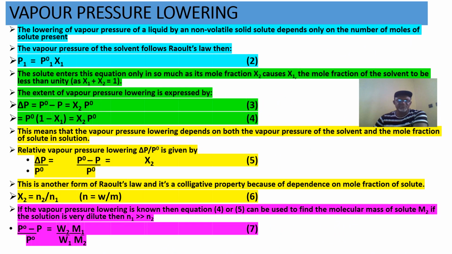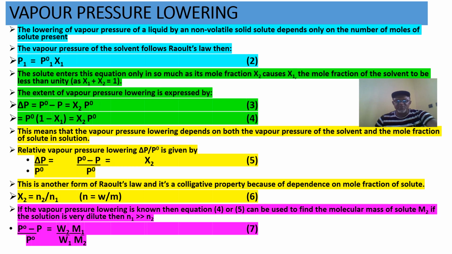The first is lowering of vapor pressure or vapor pressure lowering. The lowering of vapor pressure of a liquid by a non-volatile solid or solute depends only on the number of moles of the solid present. The vapor pressure follows Raoult's law, which is P1 is equal to P1 superscript 0 x1, equation 2. The solid enters this equation only in so much as its mole fraction x2 causes x1, that is the mole fraction of the solvent, to be less than 1, because x1 plus x2 will be equal to 1.